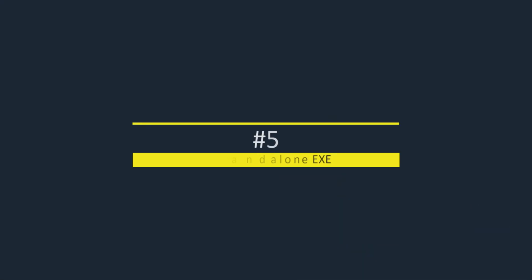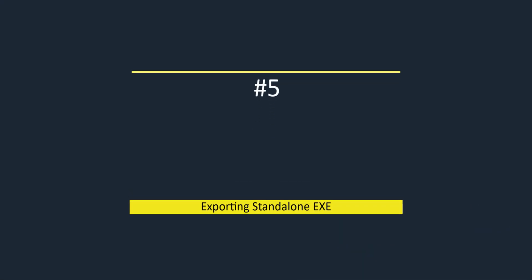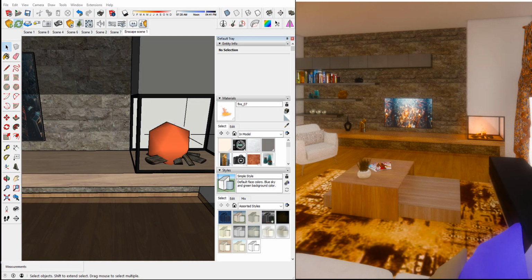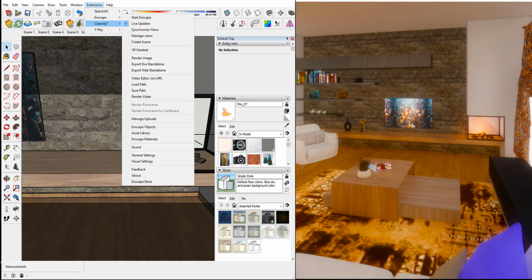Number 5. Exporting a standalone executable preview. You can export the current Enscape model into a standalone exe. For this, click the Extension menu, under the Enscape tab, click Standalone exe.